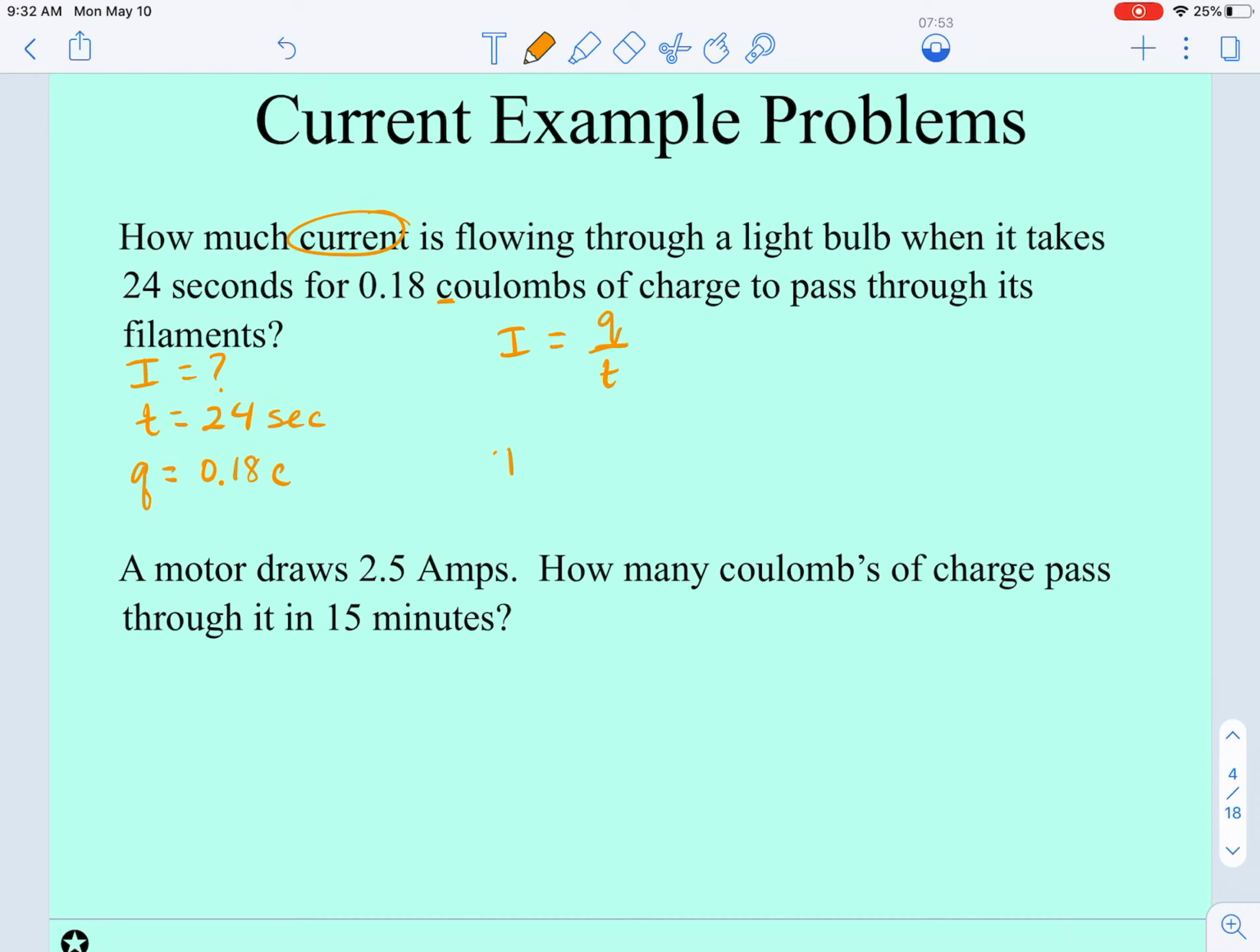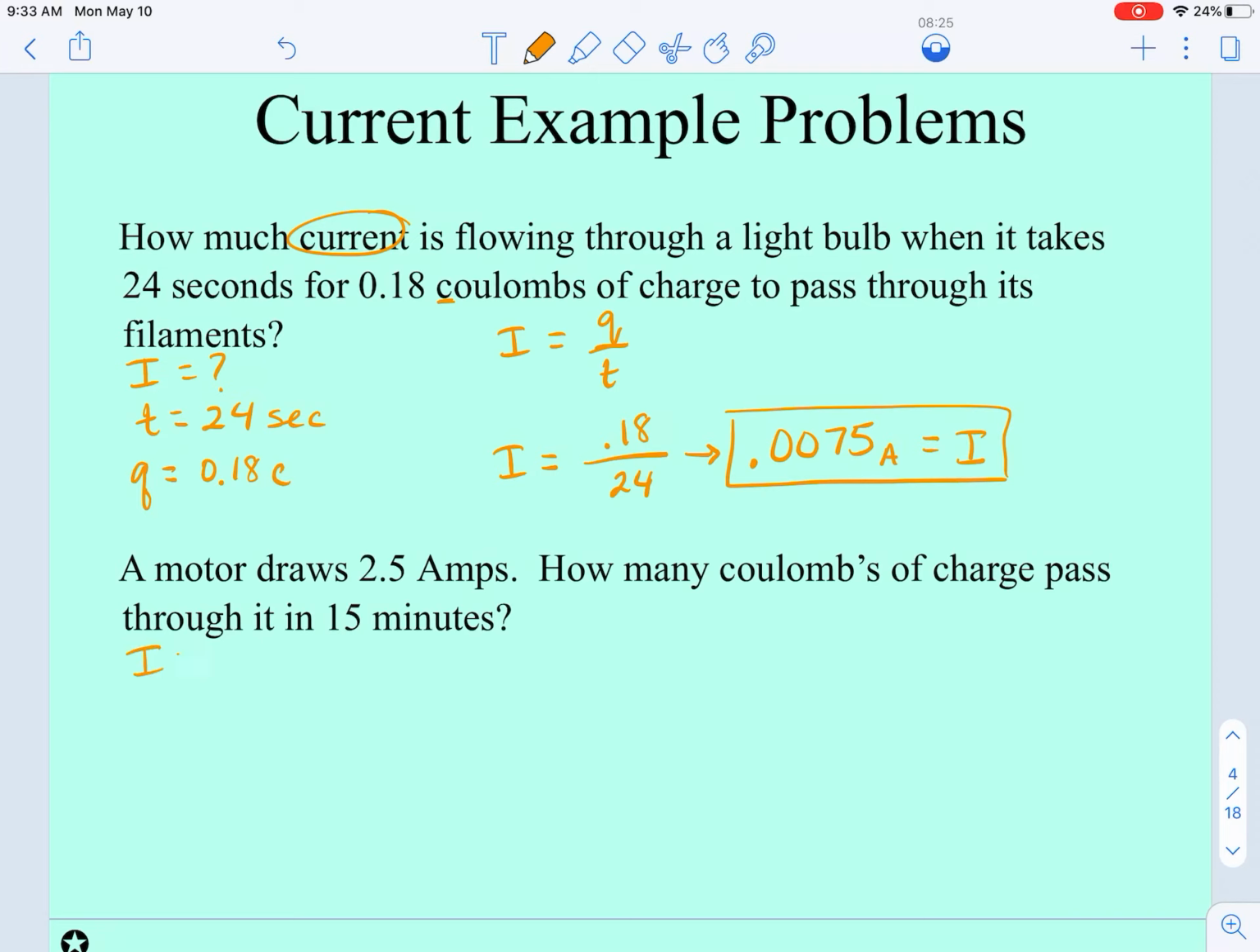Our formula is I is equal to Q over T. So I is equal to 0.18 over 24. And this is going to give us 0.0075. Remember, we measure current in amps. There should be only 2 sig figs here. Remember, leading zeros are never significant. So 0.0075 amps.